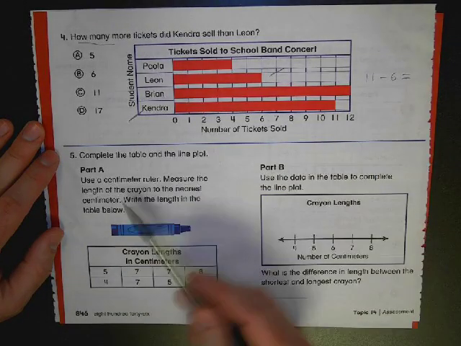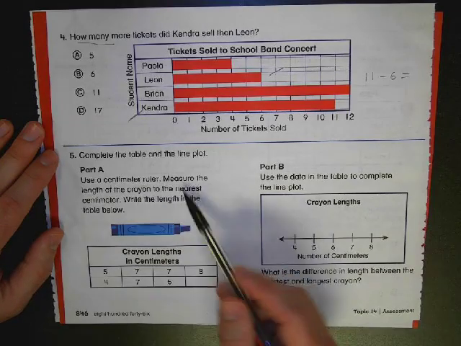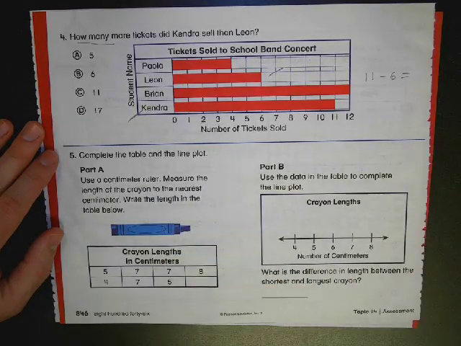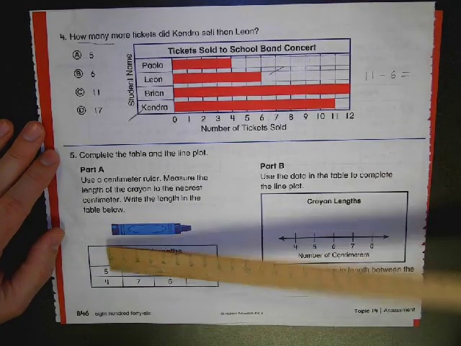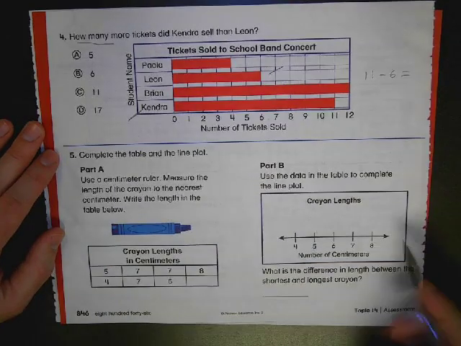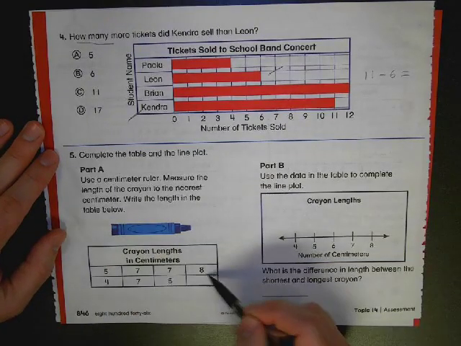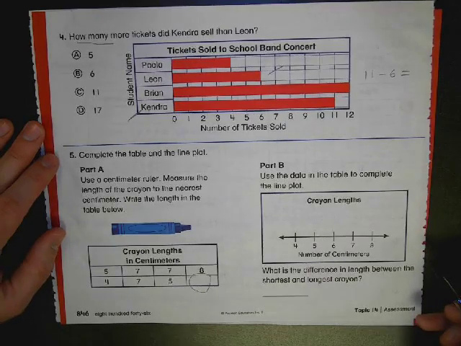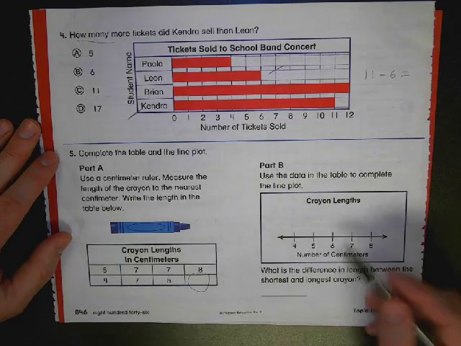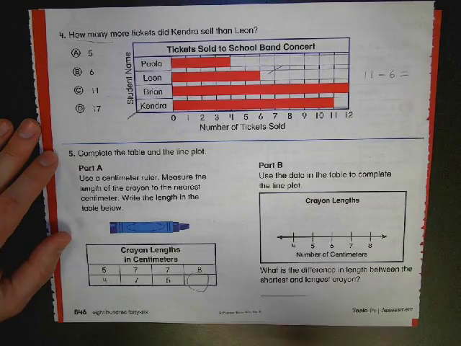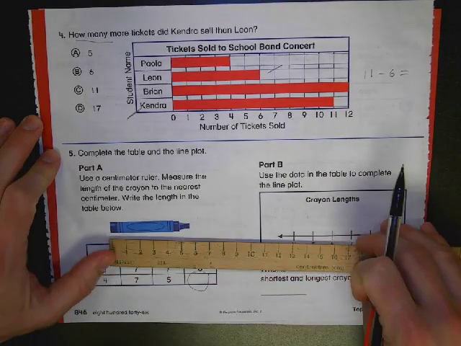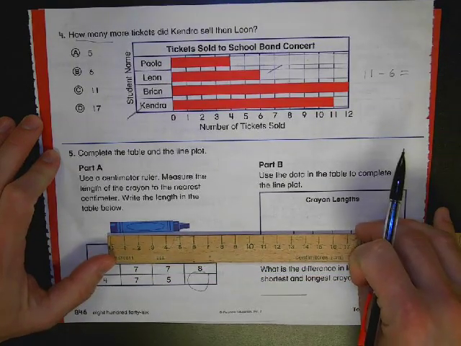Complete the table in the line plot. Use a centimeter ruler. Measure the length of the crayon. Here's your centimeter ruler right here. Measure it. And fill it in, how many centimeters it was, and put it right here. Now you have to graph this in a line plot. Well, let's see. Let's measure this. Looks like it is 6.